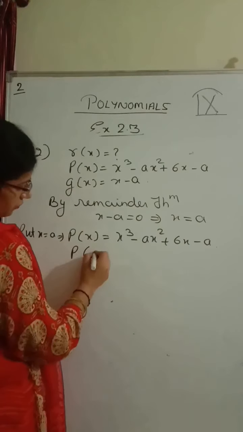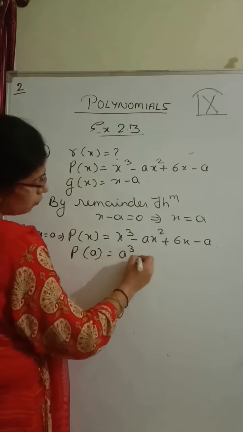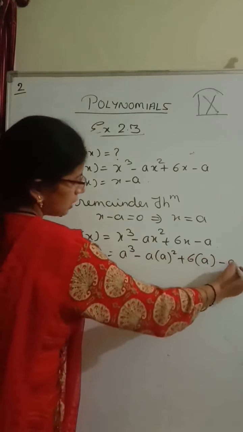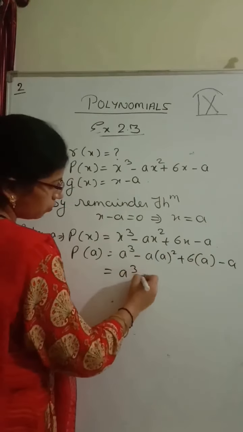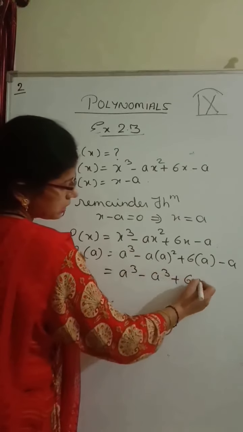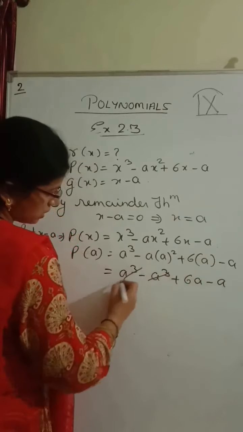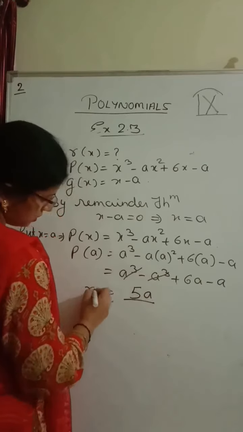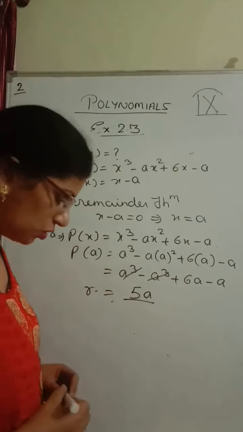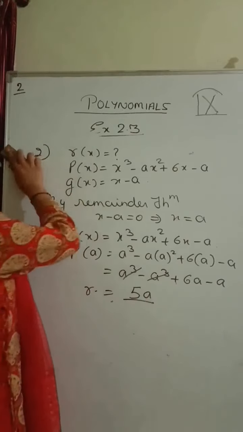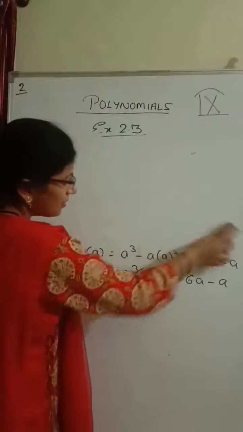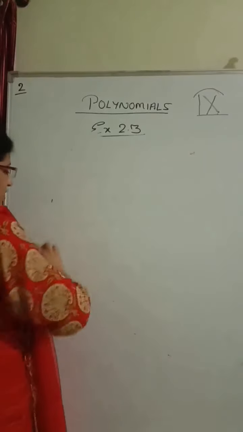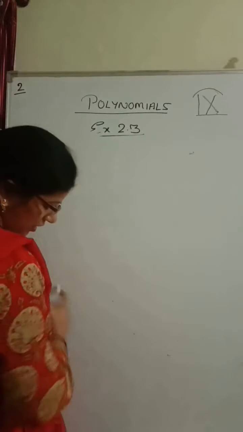So p of a is equal to a cube minus a into a square plus 6 into a minus a. So you got a cube minus a cube plus 6a minus a. These two cancel out. We'll get 6a minus a, which is 5a. So 5a is your remainder. Got it? Third question. These are very easy. You only need a little practice, nothing more. Otherwise, these are very easy questions. Okay? Third.